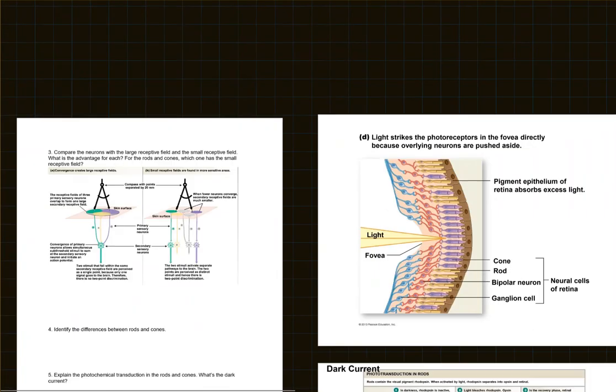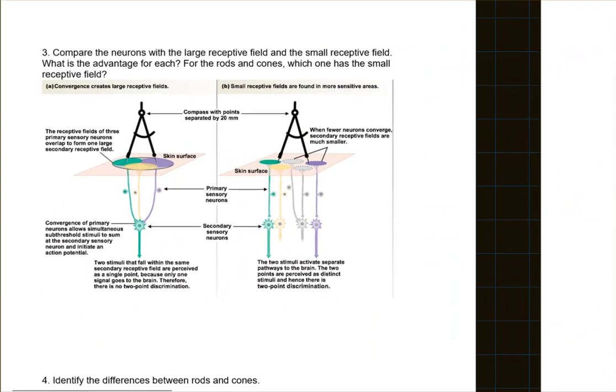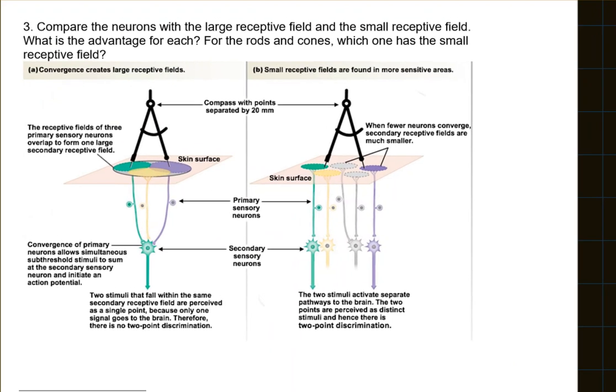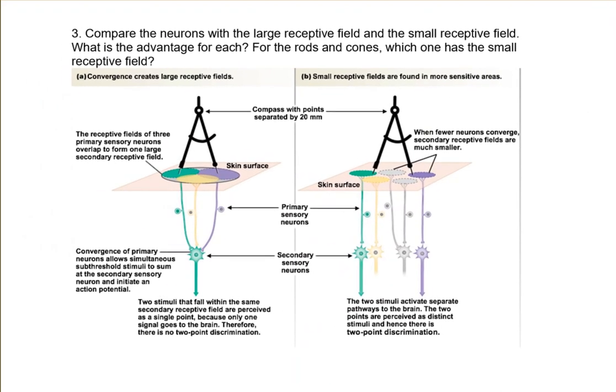All right, the next thing I want to talk about is small versus large receptive fields and how this relates to rods and cones. All right, so over here on the left, and again, we'll kind of use a comparison between the visual and somatosensory systems to talk about these. So over here on the left, we have a high convergence, which relates to low resolution.